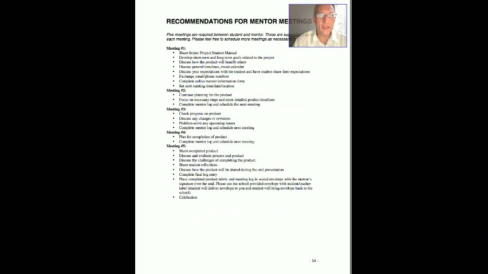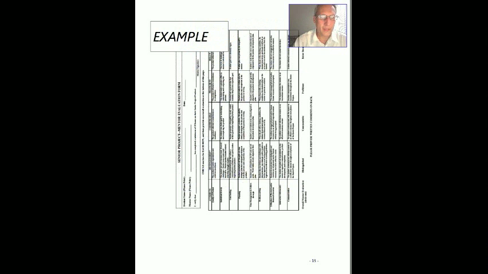All right, here's some recommendations for mentor meetings. Meeting 1, 2, 3, 4, and 5. So again, I'm not going to read down through this, but they give you and your mentor some guidelines about what should be happening at each meeting. This is just a screenshot of the front of the mentor evaluation form, so you both know what criteria you're going to be evaluated on. There is a back to this that is where the mentor has a chance to write written recommendations as well.